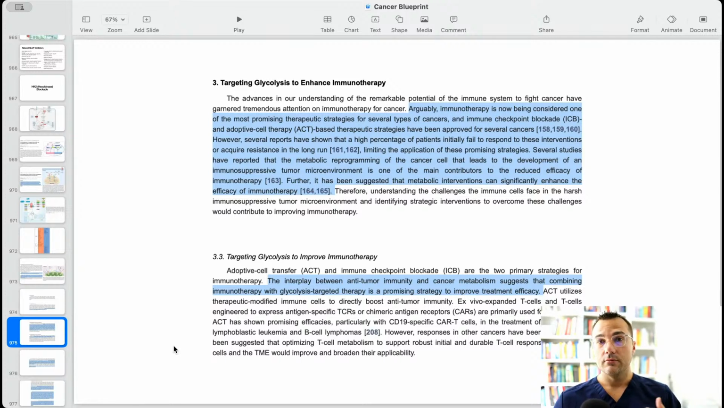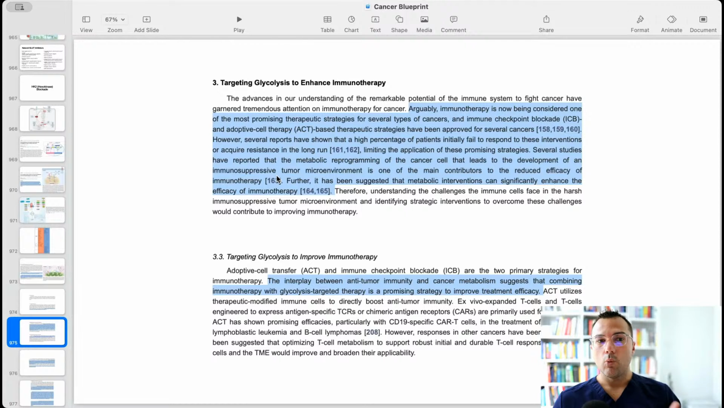So this is just not me, but others, I'm parroting what they're saying, right? What I'm trying to say is that when we are affecting glycolysis or glutaminolysis, we are enhancing the traditional therapies, okay? And even these newer therapies, like checkpoint inhibitors and immunotherapies, have shown a high percentage of patients who initially fail them because they acquire resistance. And what is leading to the resistance? It's the immunosuppressive tumor microenvironment, the same problem that affects chemotherapy, the same problem that affects our own immune system, right? It's the acidic tumor microenvironment that shuts down success.